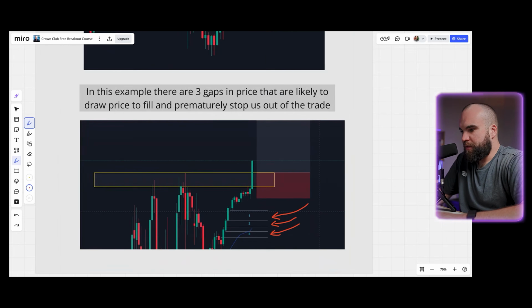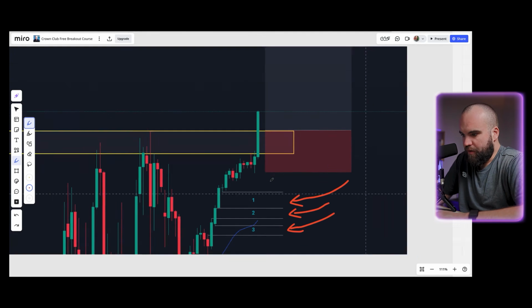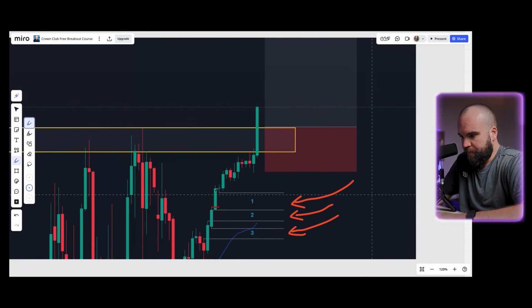Then in this example, there are 3 gaps in price that are likely to draw price to fill and prematurely stop us out. So you can see we break out here, and down here, we've got a gap here, a gap here, and a gap here. Again, you can see these are aggressive candles that push up, and there is no point at which price has come back down to fill these imbalances here.